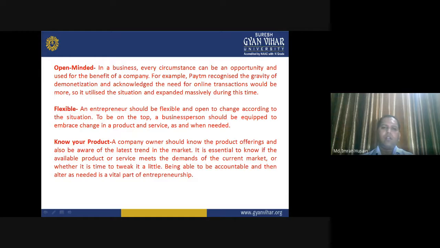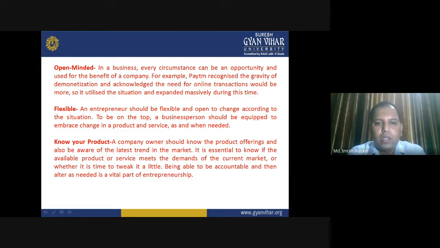Flexible. An entrepreneur should be flexible and open minded, open to change according to the situation. To be on the top, a business person should be equipped to embrace the change in the product and service as and when we need.